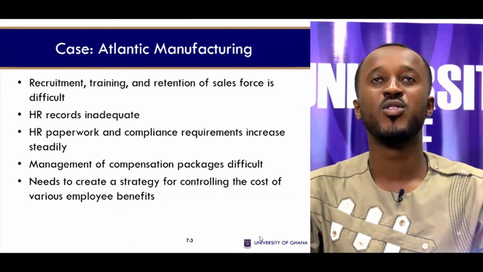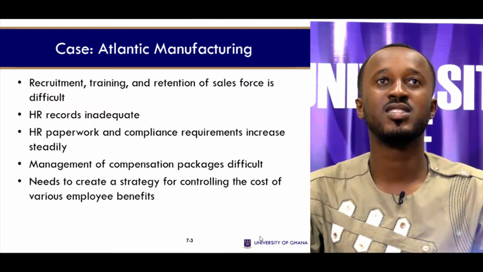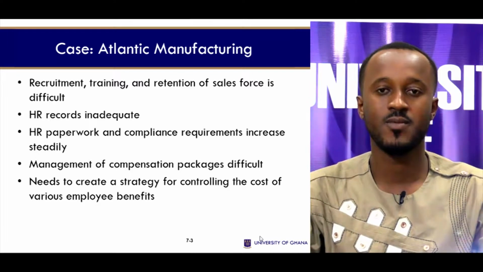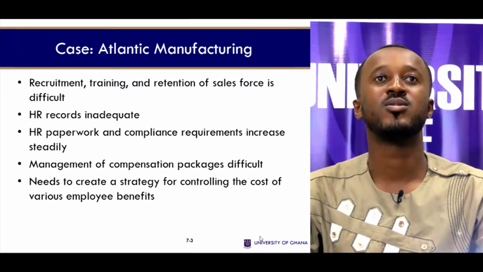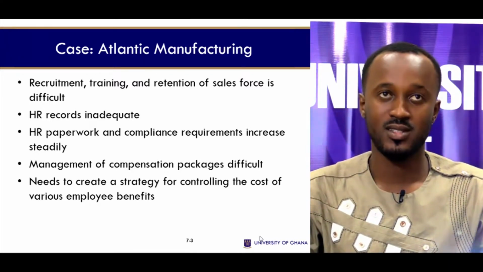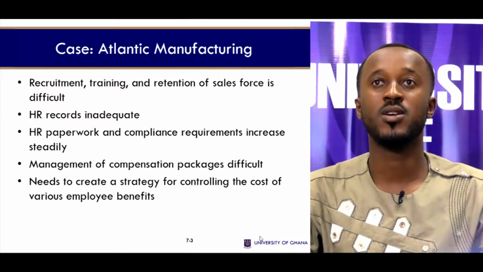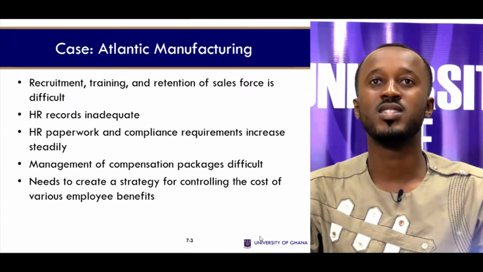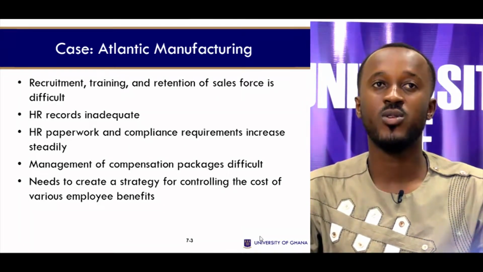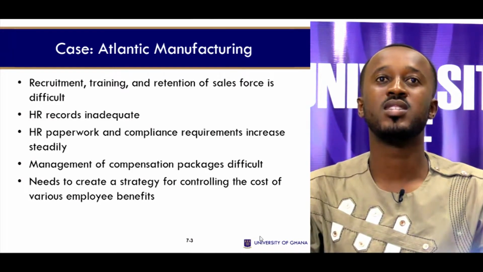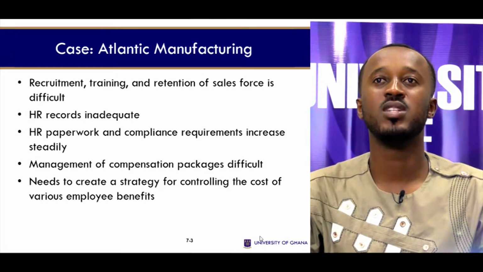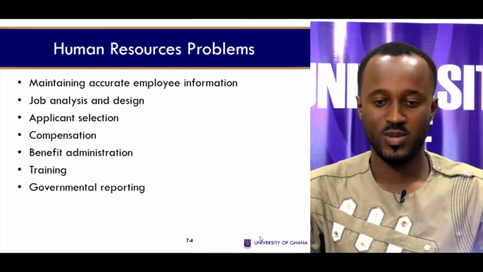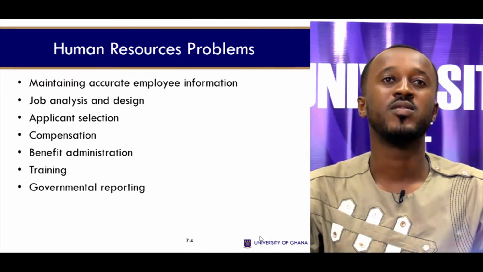With regards to human resources, Atlantic Manufacturing says that recruitment, training, and retention of sales force is difficult. They have human resource records which are inadequate. Their HR paperwork and compliance requirements increase steadily. The management of compensation packages is difficult and they need to create a strategy for controlling the cost of various employee benefits. So those are the problems that Atlantic Manufacturing has.